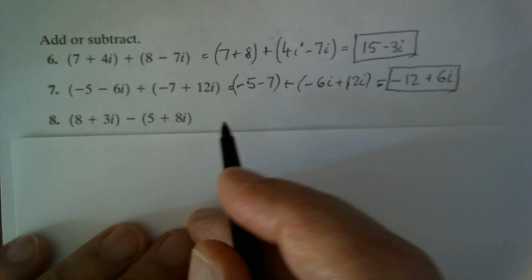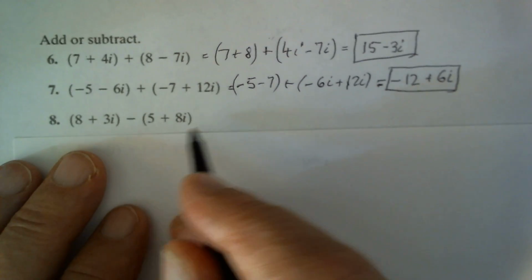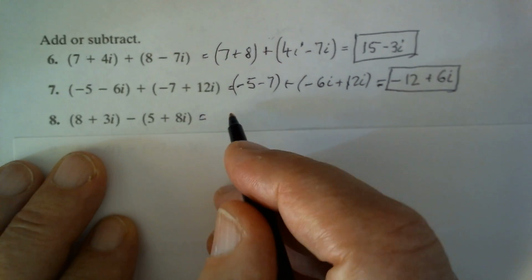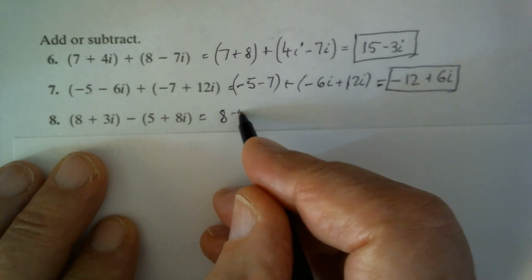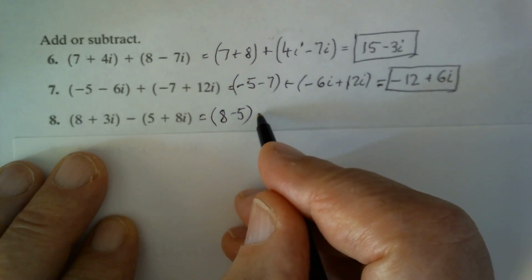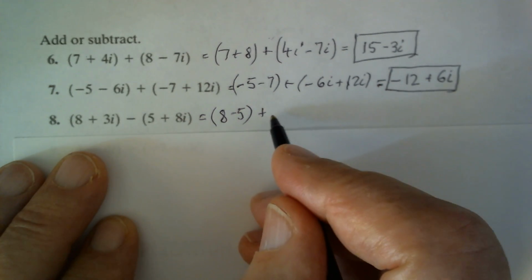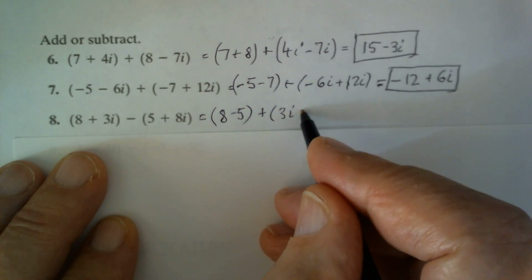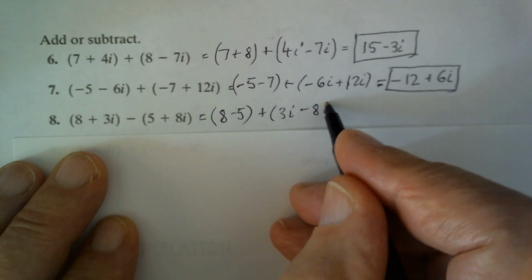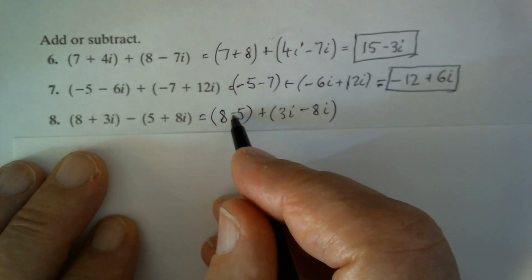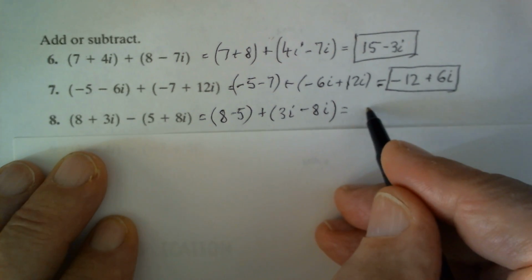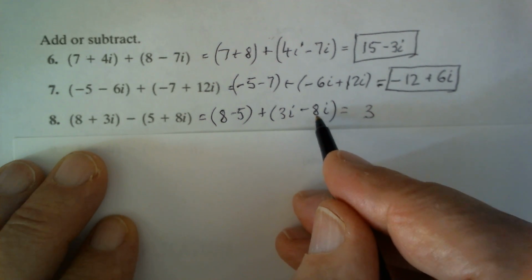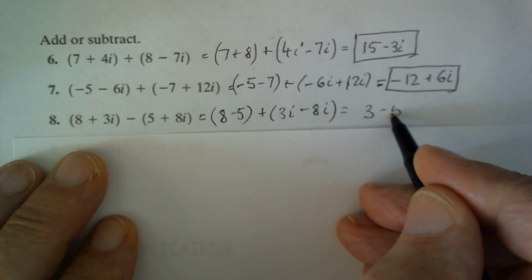Next, we're going to subtract two complex numbers. Again, we subtract the real parts, 8 minus 5, plus 3i minus 8i. So 8 minus 5 is 3, and 3i minus 8i is minus 5i.